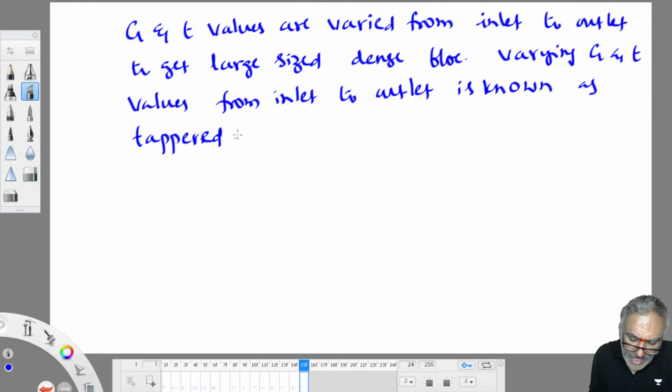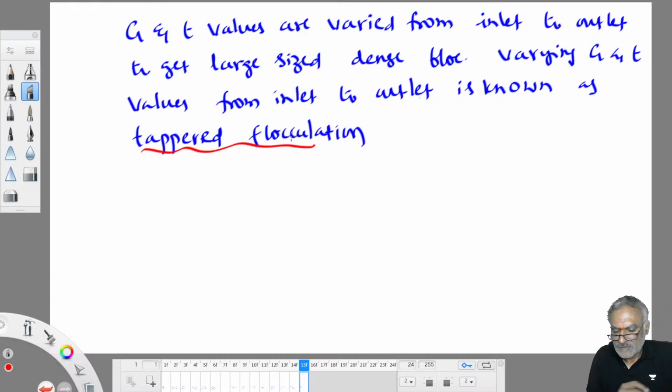Tapered beams, you have heard about tapered beams, no? Cross section changes means tapered beam. So similarly G value, T value changes here from inlet to outlet. Therefore we call it as tapered flocculation. Remember that point, okay? That's it. The design is very simple, same as earlier. Okay?